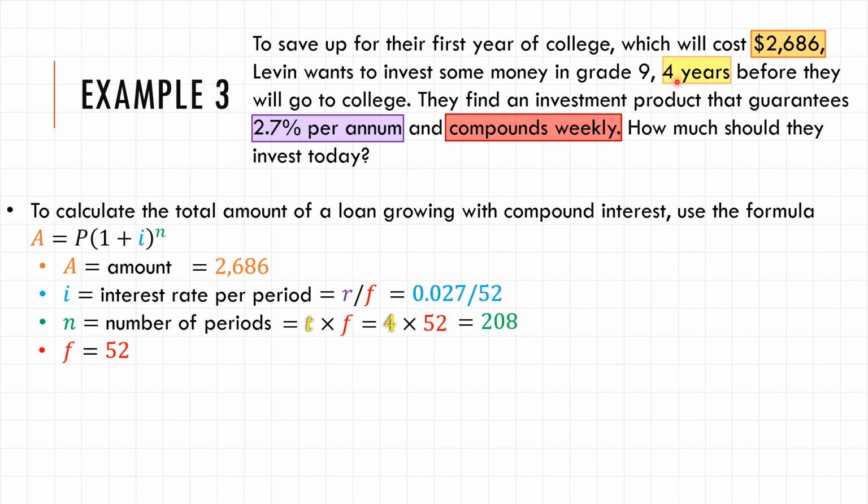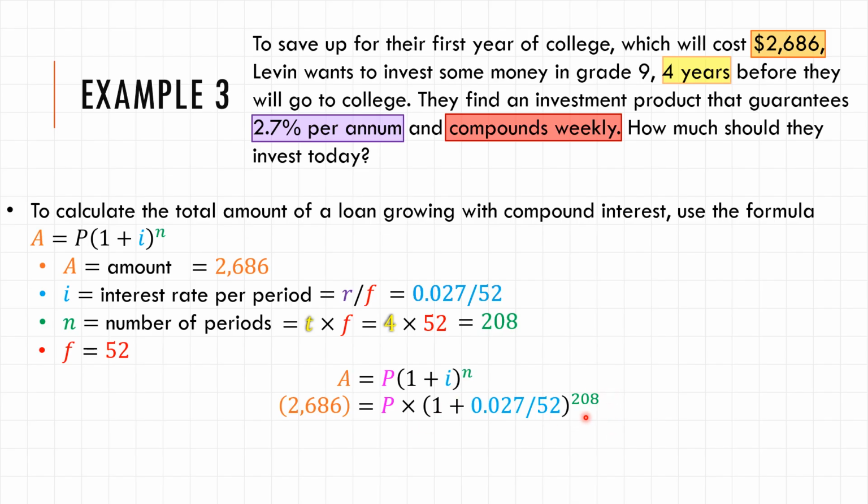208 weeks in 4 years. So now that I have the values for 3 out of the 4 variables, I can plug those in here. So the amount is 2,686. The interest rate is this fraction, and that's per period, per week. There are 208 weeks, and I only have one unknown variable. The way I can find the value of this unknown variable is I need to get rid of all of this part right here.